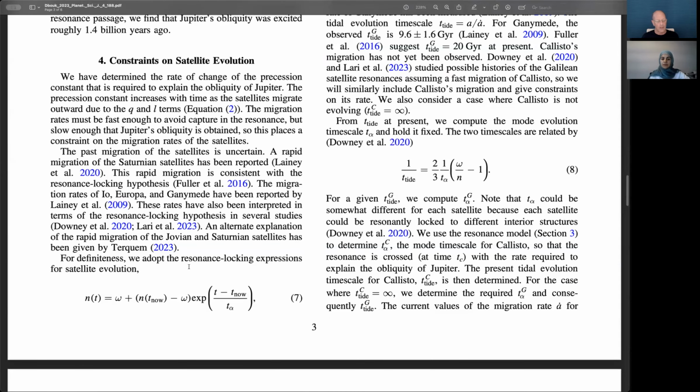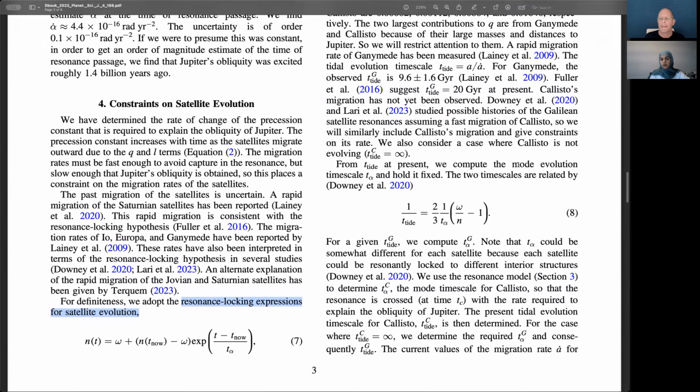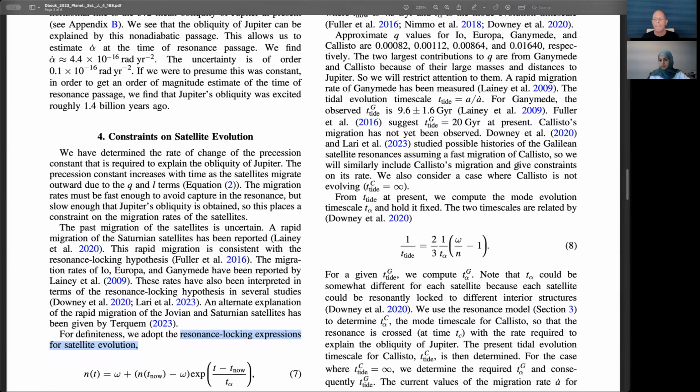So to do that, we look at some equations for resonance locking, like 7 and 8, for example, because we run the model based on the idea that the satellites are evolving with these resonance locking expressions. There are measurements for Ganymede and for Europa of how much they're evolving, but there are no measured values yet for Callisto. But we're going to assume that Callisto could also be migrating, and that's what scientists in previous works have also done.